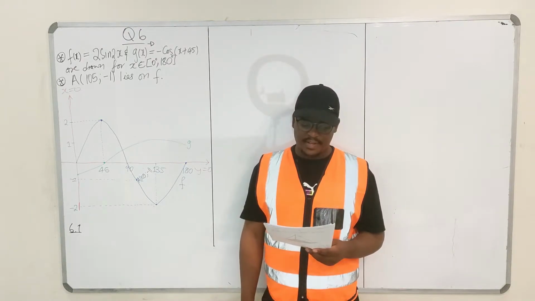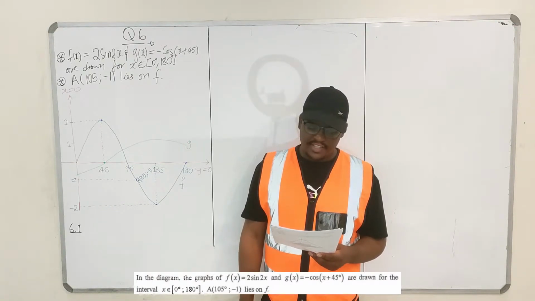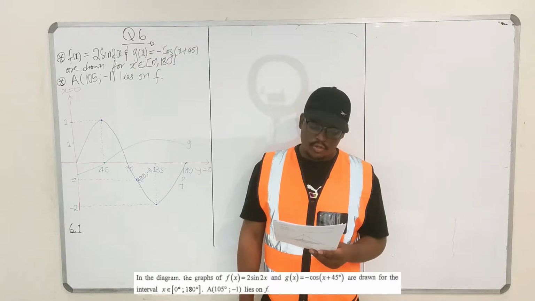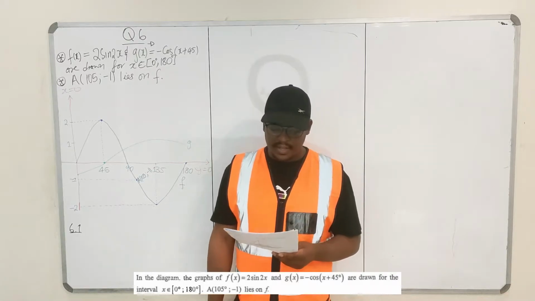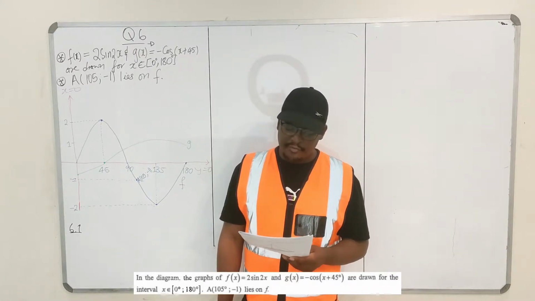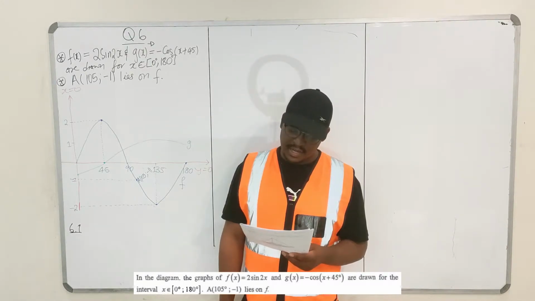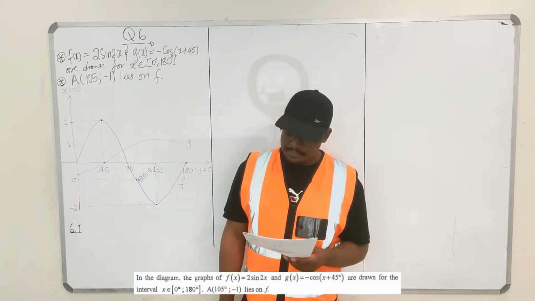Let me read the statement. In the diagram below, the graphs of f and g are drawn from x equal to 0 to 180 degrees. Let me read this again. In the diagram, the graphs of f and g are drawn for the interval x from 0 to 180 degrees. And you are told that A is a point that lies on f.